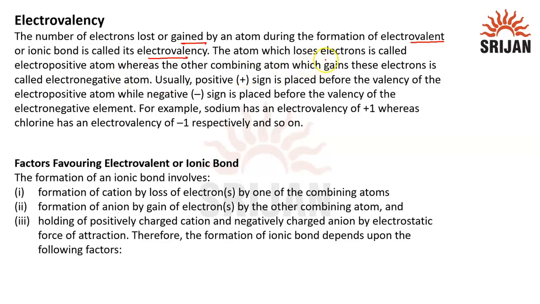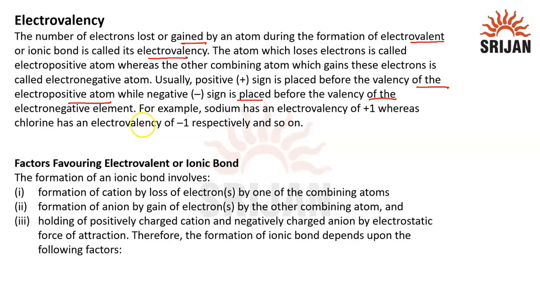So the atom which loses electron is called electropositive atom because it is acquiring positive charge, while the other combining atom which gains those electrons is called electronegative atom. So positive sign is placed before the valency of the electropositive atom, while negative sign is placed before the valency of the electronegative element.